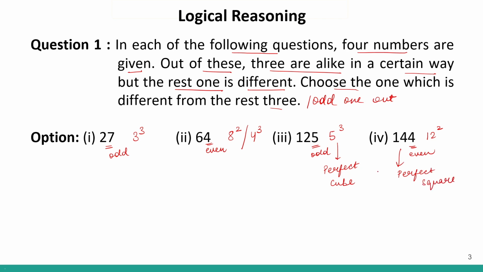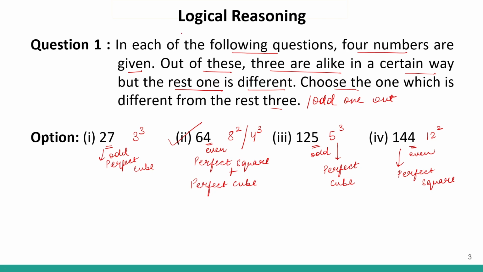Correct? 27 is a perfect cube. Only 64 is a number which is a perfect square, plus it is also a perfect cube. So 64 is a number which is both a perfect square and a perfect cube. Therefore 64 is the odd one out. Okay. So 64 will be the correct answer to this question.